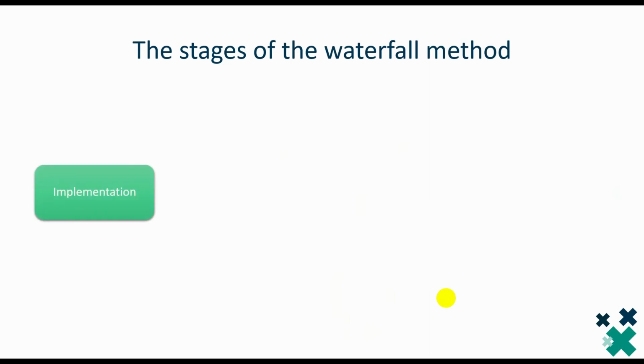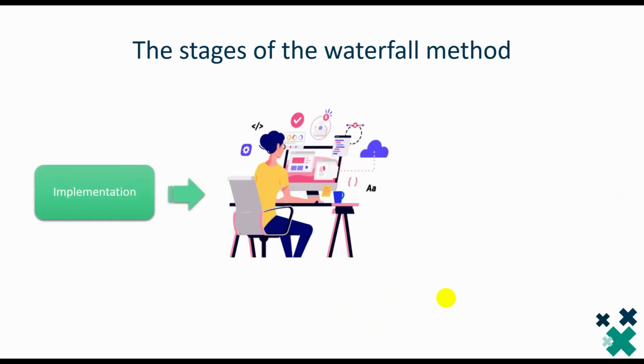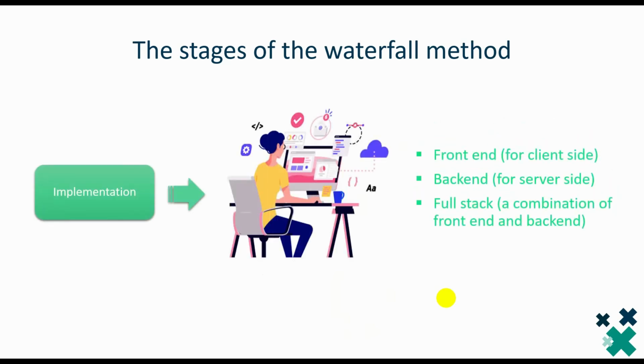Implementation is the step of the process of translating the design into a form that can be understood by machine using programming language codes. The resulting program code is still small modules which will be combined at a later stage. Different tasks: first, there is the front end for the client side, the back end for the server side, and the full stack, a combination of the front end and back end.